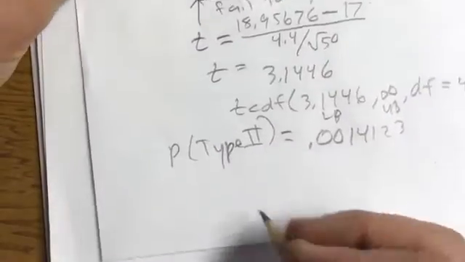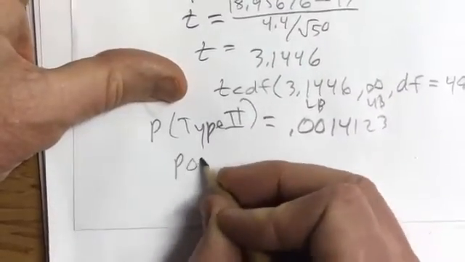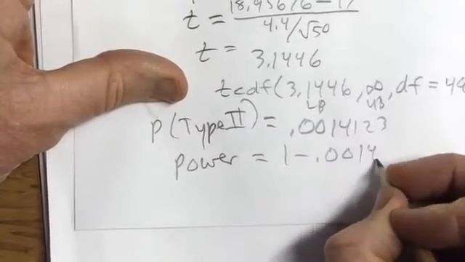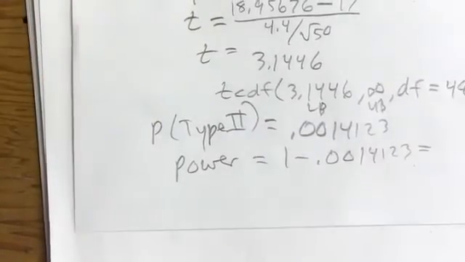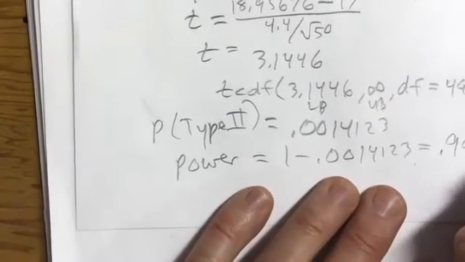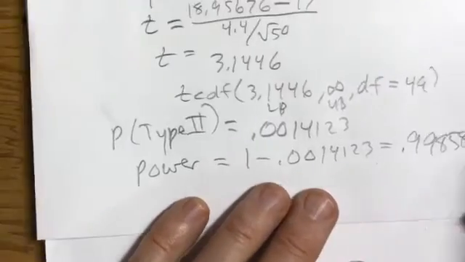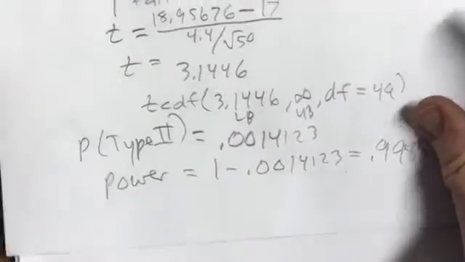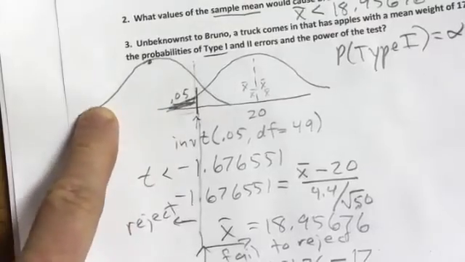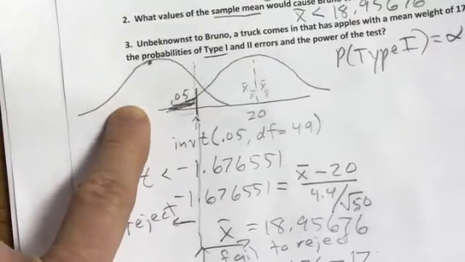And then power is 1 minus that. Power is equal to 1 minus 0.0014123, which is 0.998587. And so that is our power. In other words, that's the area of our bad curve that falls into the rejection region.